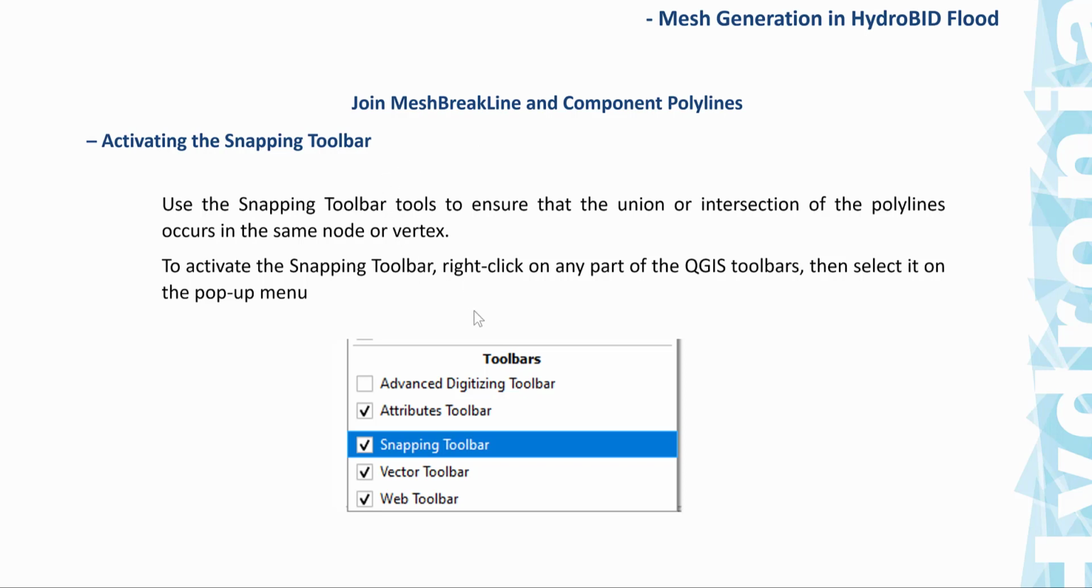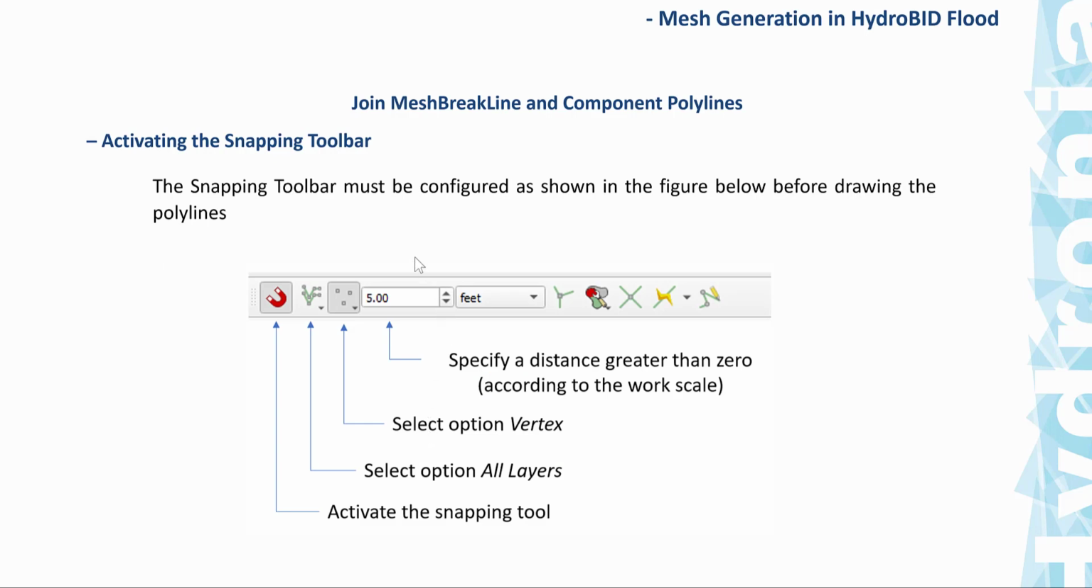Now, sometimes the snapping toolbar is not selected by default, so you have to go to the toolbar menu and select the snapping toolbar, and that will create a toolbar with a number of tools. It has several icons, boxes, and drop down menus, as you can see here. The first time you use it, you need to configure it, and we'll see how to use it.